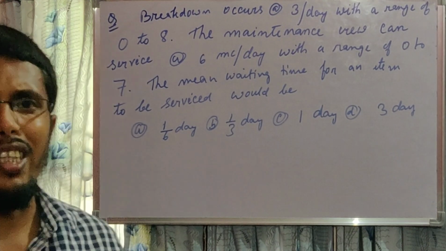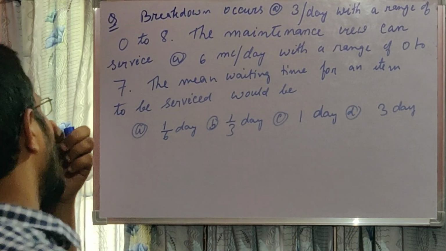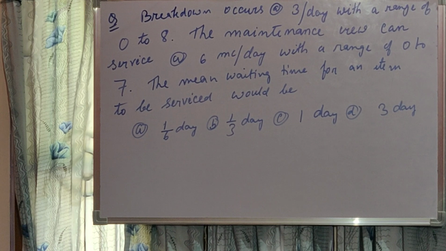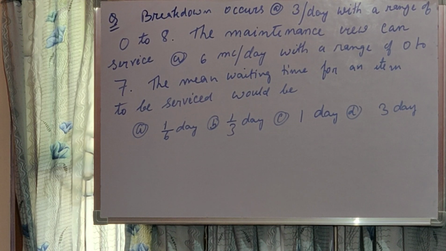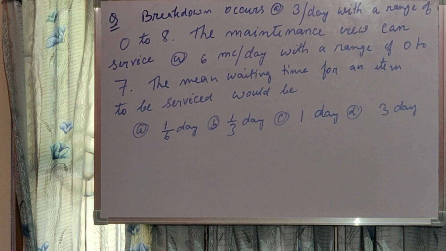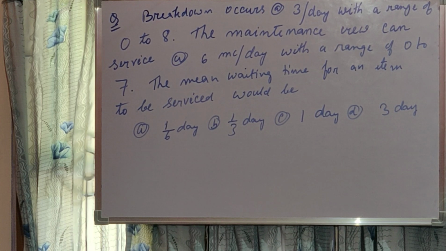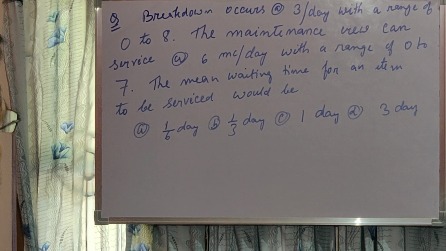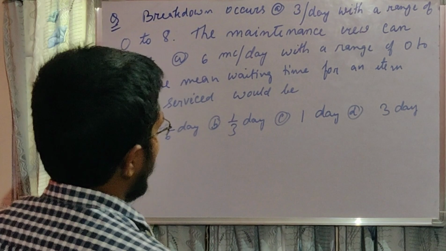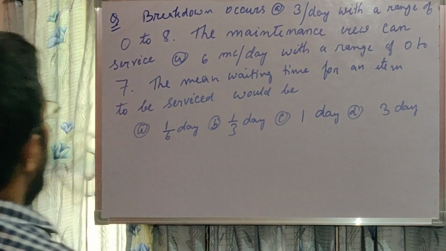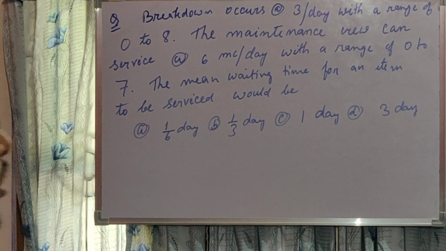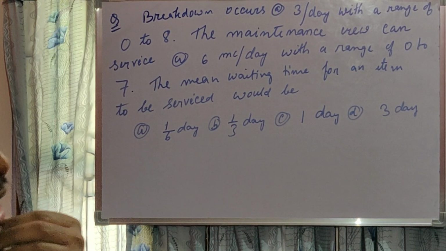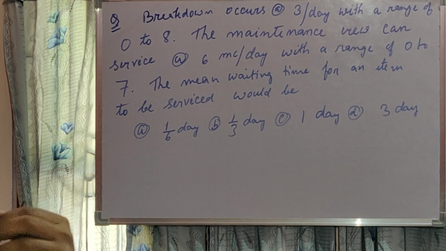This was asked in GATE 2004, I think IIT Delhi. Okay. So what is the question? Breakdown occurs at the rate of 3 per day. Per day, 3 machines break down. Maintenance crew can service at the rate of 6 machines per day. In one day, they can repair 6 machines. Now, what is the question? Mean waiting time for an item to be serviced. Okay. So you have been asked about the waiting time.